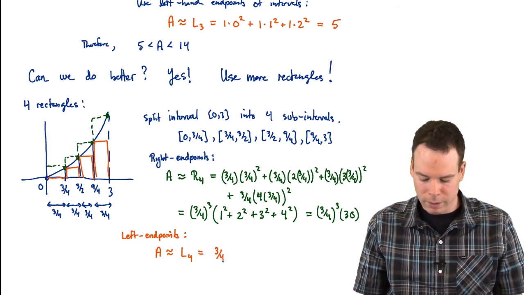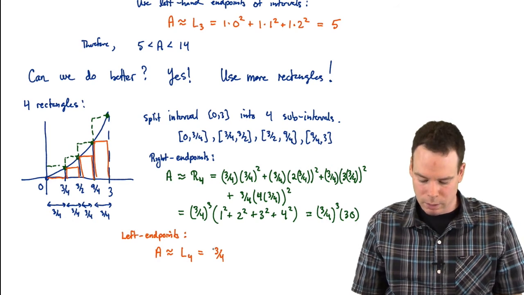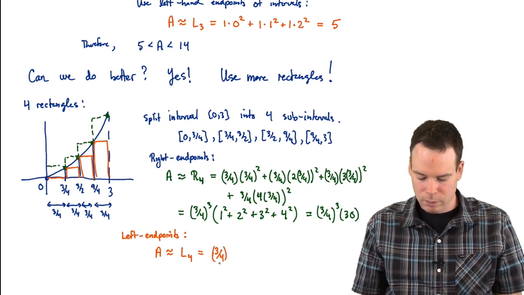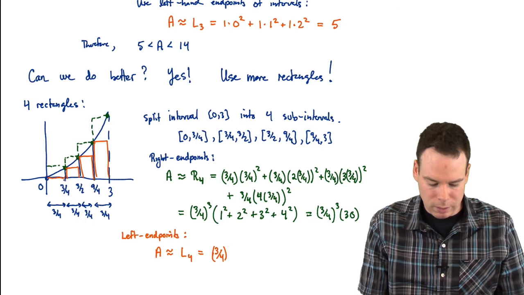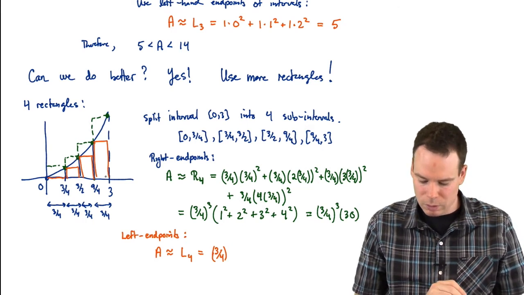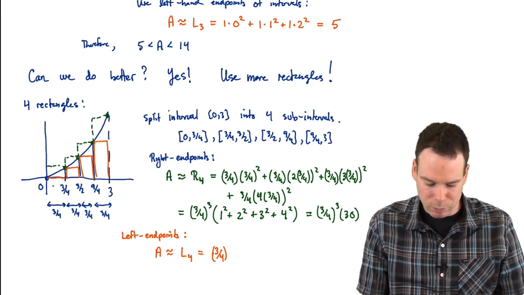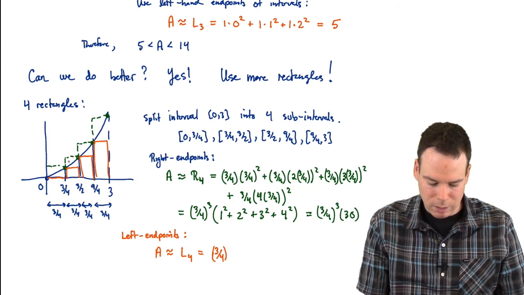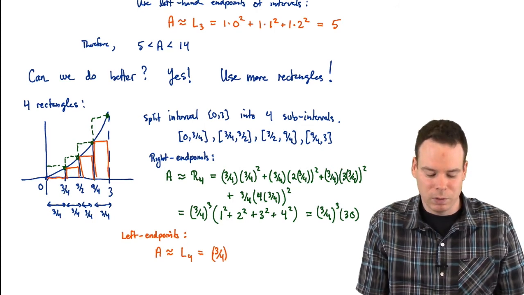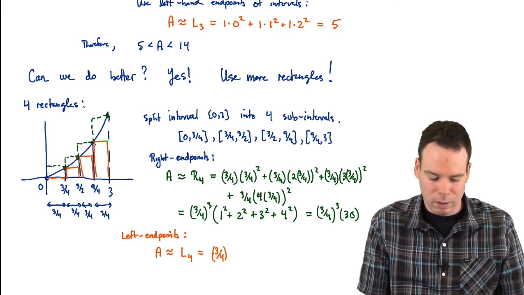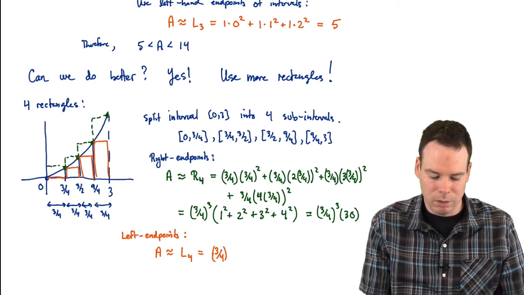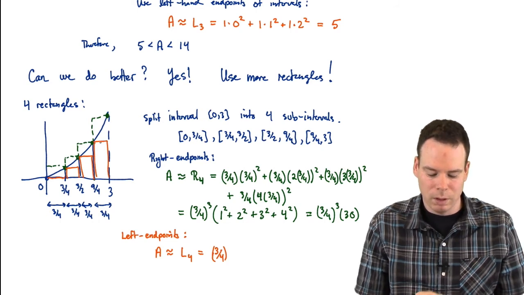Each one of them has a base of 3/4, and then to get the heights, you notice we're really just using the left-hand endpoint. So instead of starting with the height happening at 3/4, I'm starting with the height happening at 0 for the first rectangle, and then I'm just using the heights that I used before, with the exception that I'm not using the height at 3 because I'm using the one before it.